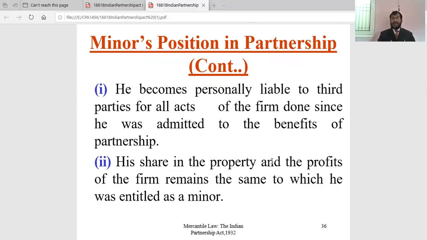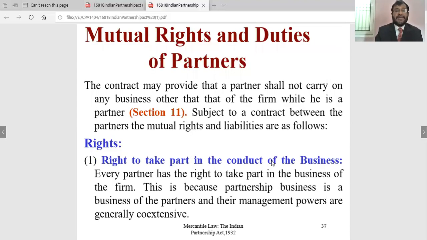He becomes personally liable to third parties for all acts of the firm. Since he has been admitted to the benefit of the partnership, he is personally liable. Limited liability, that immunity, has been taken away. Second, his share in the property and profit of the firm remains the same to which he was entitled as a minor. There is no ambiguity on that.